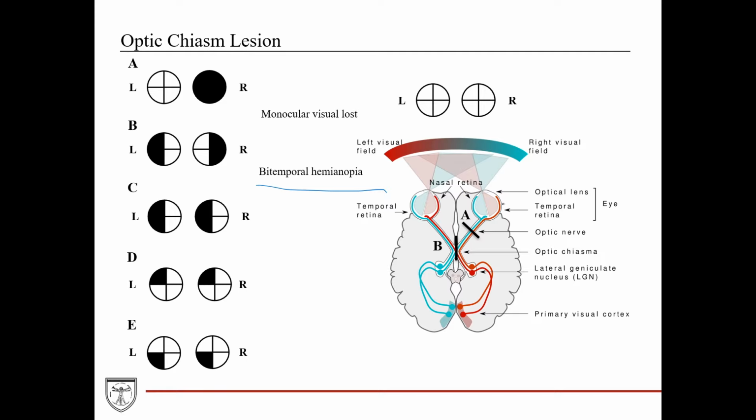In bitemporal hemianopia, you interrupt the crossing over of these fibers from the nasal retina. So you have these outer fields coming in like this, and you can see where the blue would come in here, and so you're disrupting that crossing over from this side and then this side as well. That's what gives you this, where your outer visual fields are impacted like this. This is also known as tunnel vision, because it's like you're only seeing what's immediately in front of you versus peripherally.